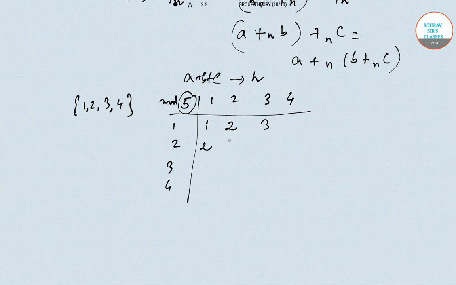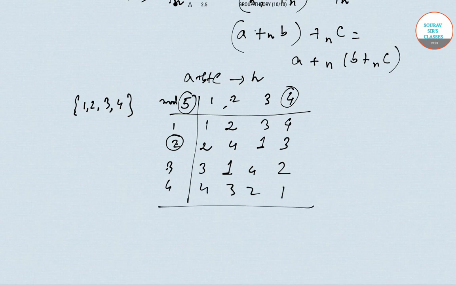Even, 2 1s are 2, 2 2s are 4, 3 2s are 6, 6 divided by 5, remainder is 1. 4 2s are 8, divided by 5, remainder is 3. 4 1s are 4, then 3, then 3 2s are 6, so 1, then 4, then 2, then 4, 3 2 1. That's it. This is how modular arithmetic works. 1 is the identity element, every element has a unique inverse, and multiplication of numbers is associative. So 1 2 3 4 forms a group under multiplication modulo 5.